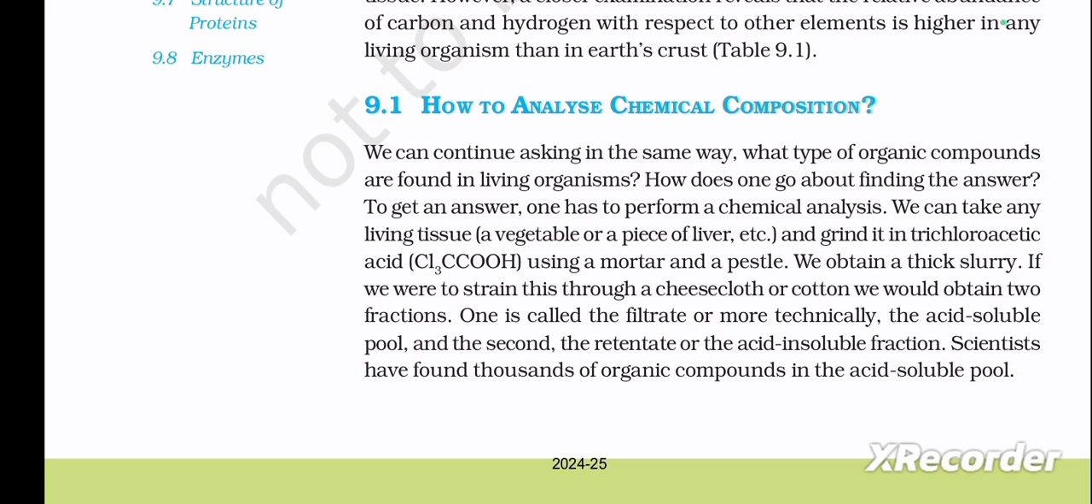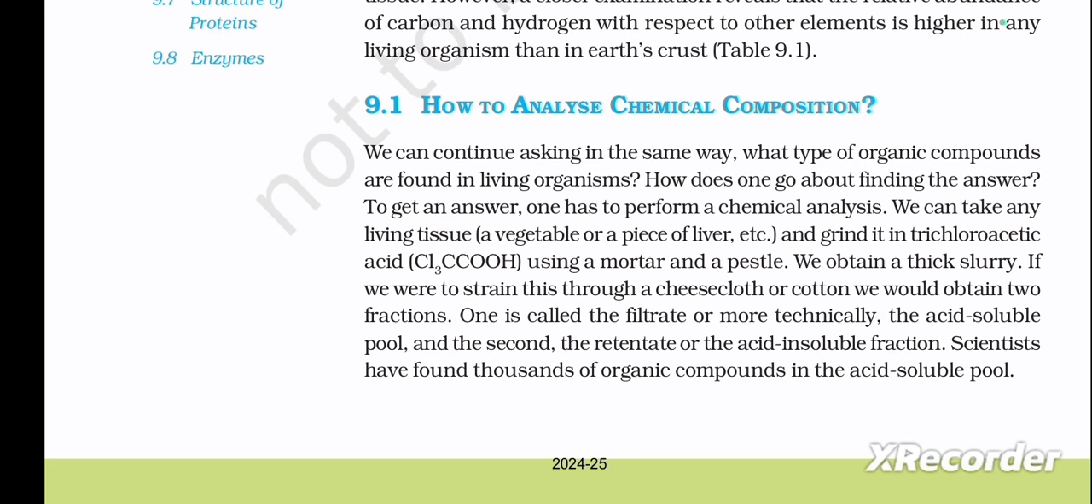Next, how to analyze chemical composition. We can continue asking in the same way what type of organic compounds are found in living organisms. How does one go about finding the answer? To get an answer, one has to perform a chemical analysis. We can take any living tissue, a vegetable or a piece of liver, etc., and grind it in trichloroacetic acid using a mortar and a pestle. We obtain a thick slurry.